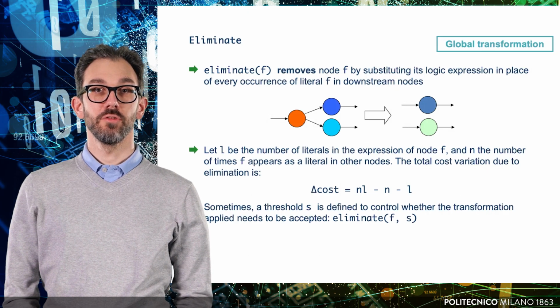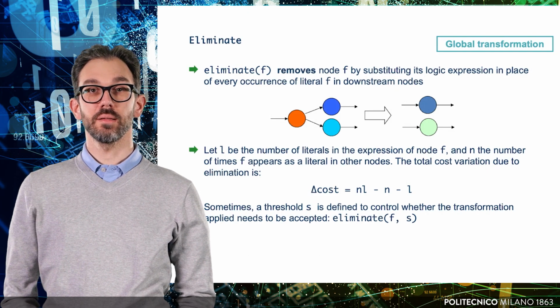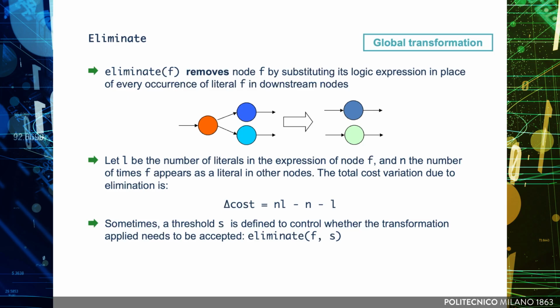The first global transformation we examine is called eliminate. As shown in the diagram, this transformation takes a node F as input and removes it by replacing every occurrence of the literal F in downstream expressions with the complete logical expression defined in such a node. From a latency perspective, this transformation can have a positive effect. If node F lies on the critical path, removing it reduces the delay by 1 unit. On the other hand, its effect on area can be either positive or negative.